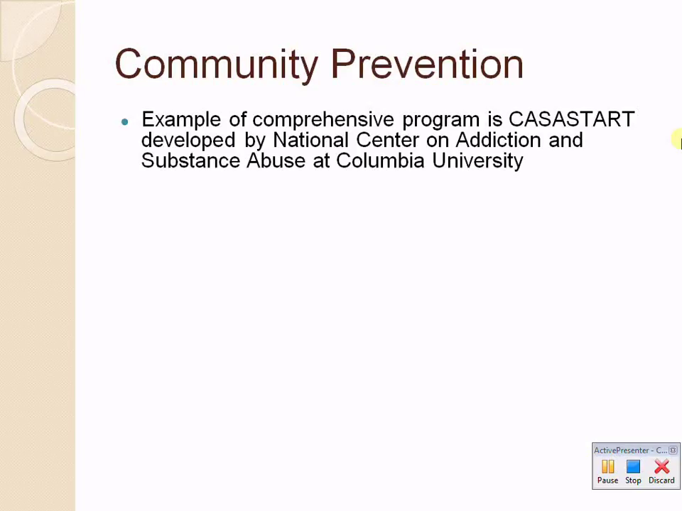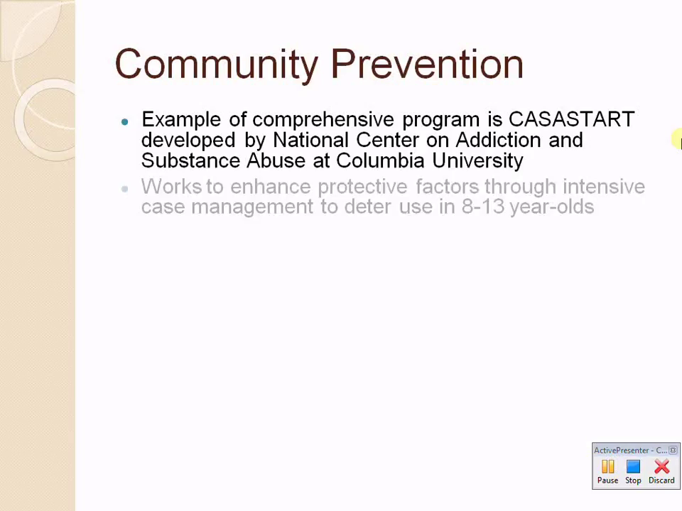So what is community prevention? An example of a comprehensive program is CASA START. CASA START was developed at the National Center on Addiction and Substance Abuse at Columbia University. What it does is it works to enhance protective factors through intensive case management to deter use in 8 to 13-year-olds.